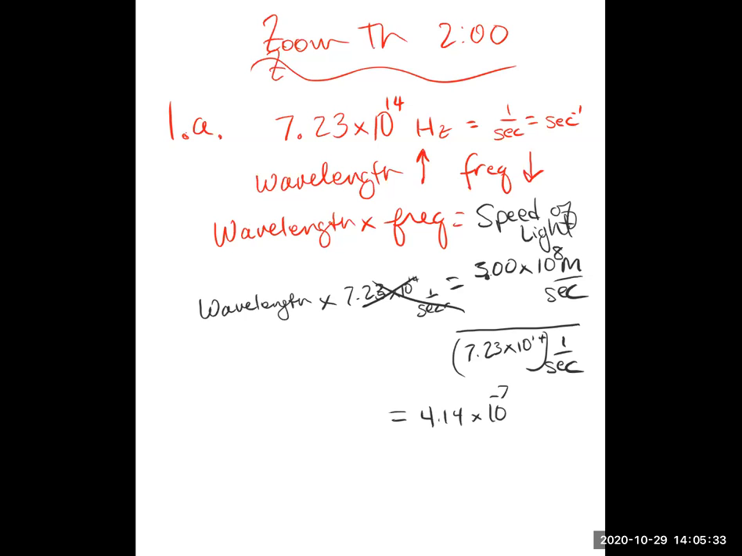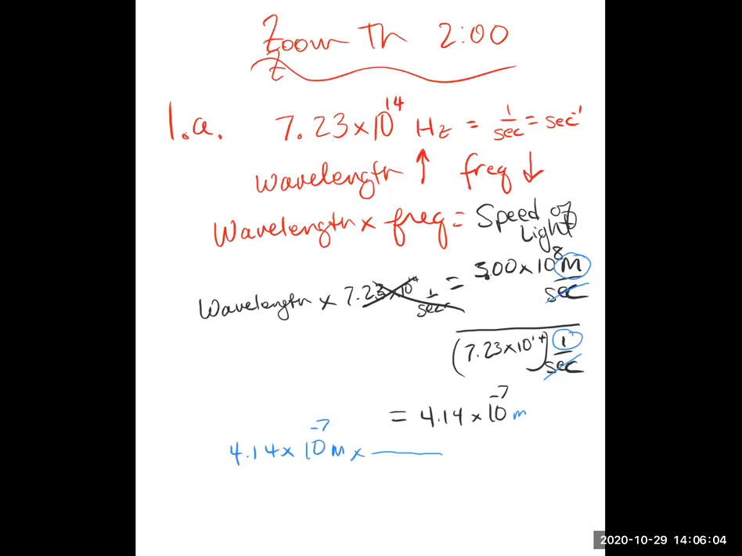Okay, now what unit is that? The seconds cancel out, and you're left with meter over 1. That's meters. But the original question asked to change it to nanometers and then also to angstroms. So let's look at that. So 4.14 times 10 to the minus 7 meters.